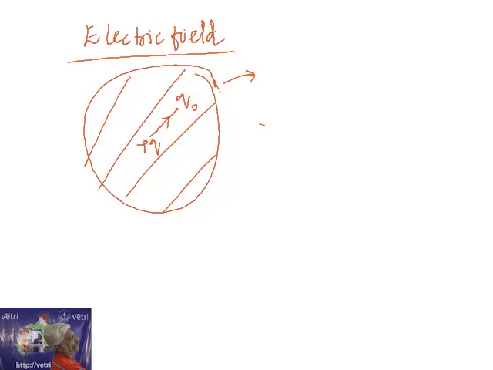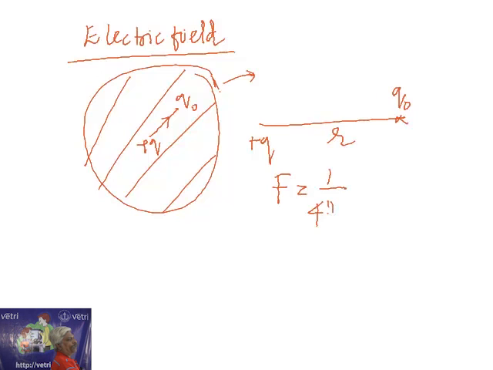Suppose there is a charge. I take a plus Q charge here, and Q0 will be the test charge. They are separated by a distance r. By Coulomb's law, what is the force? In air medium, F is equal to 1 by 4 pi epsilon naught, Q into Q0 by r square. This is simply the formula, for air medium.